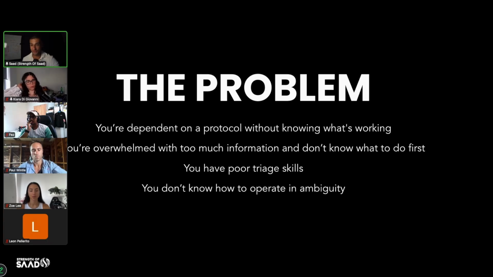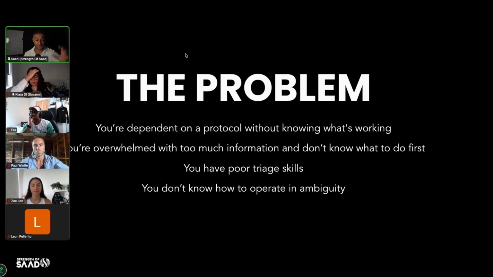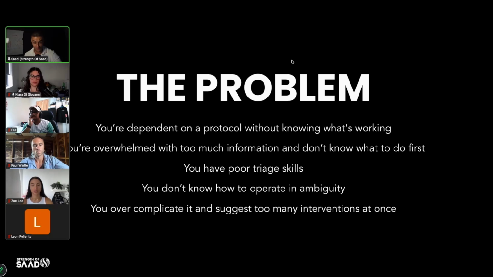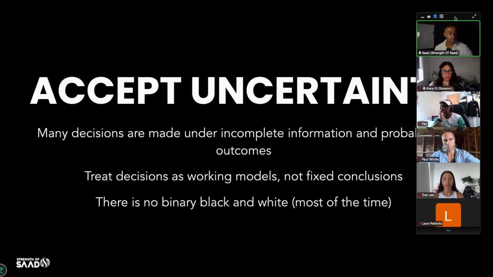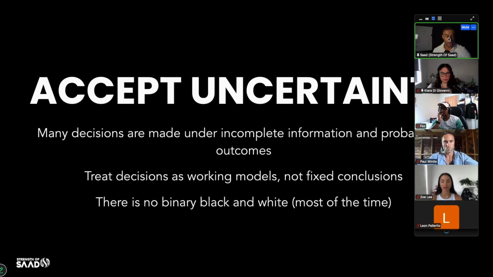And a big one: ambiguity. It's how to operate within uncertainty. There's a lot of uncertainty when you work with clients, and how to not overcomplicate things when there are so many things to do. So the plan is a clear order of operations for how to think, showing you what's called systems level thinking, which will be explained in a second. I'll get Kiara to speak on this in a moment because I think she can do it very well.